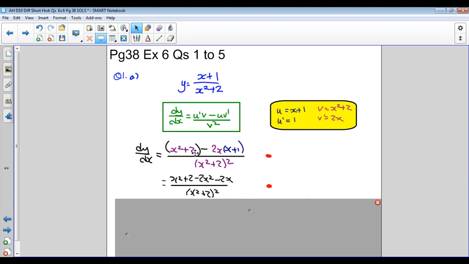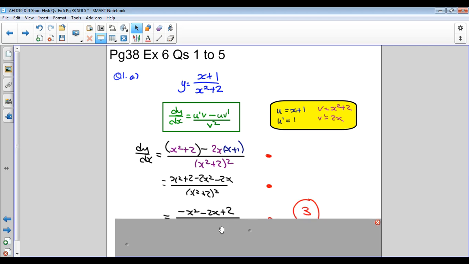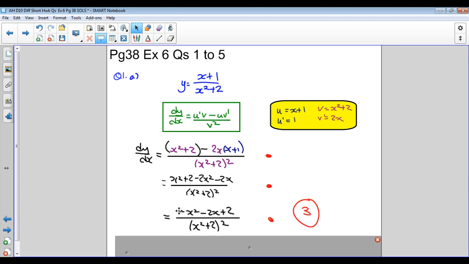And then expand x squared plus 2 minus 2x squared minus 2x and collect together. So you've got minus x squared minus 2x plus 2. You can write it as 2 take 2x minus x squared if you want the positive first, but that's your 3 marks.